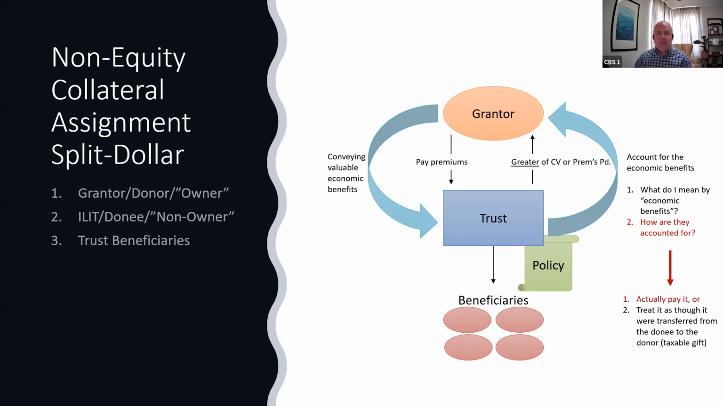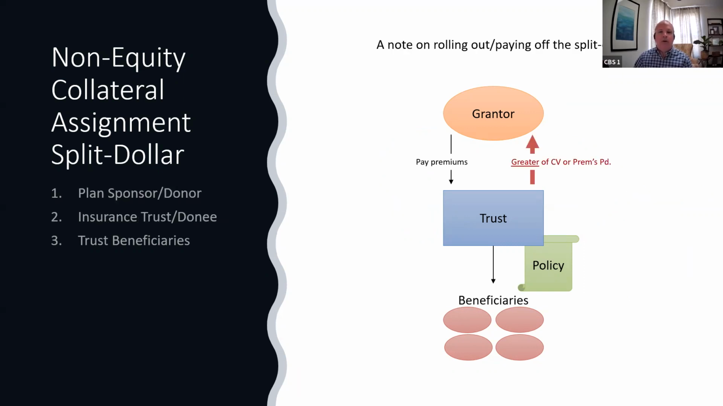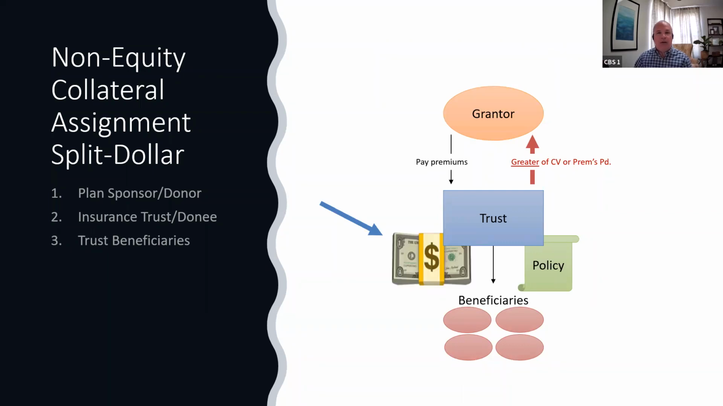Now, that sounds complicated. I'm going to give an example so you can see it. But before I do, a note on rolling out of a split dollar. To roll out of this type of split dollar, one of two things needs to happen. Either the trust needs to have other assets under management they can use to roll out of the arrangement, or you just keep the policy until the insured passes away.